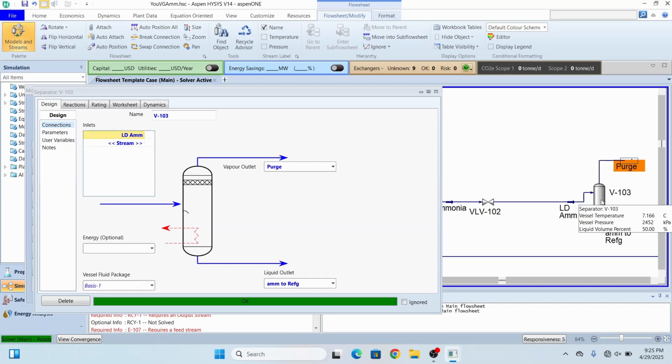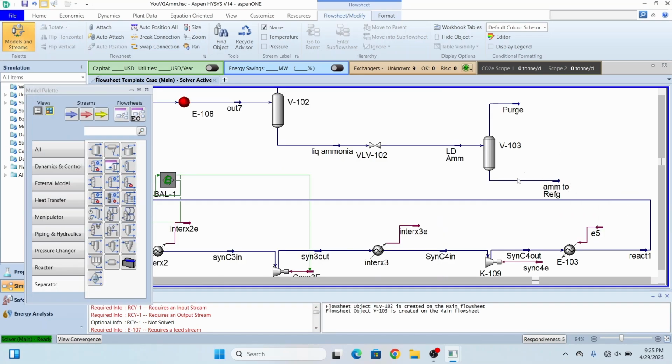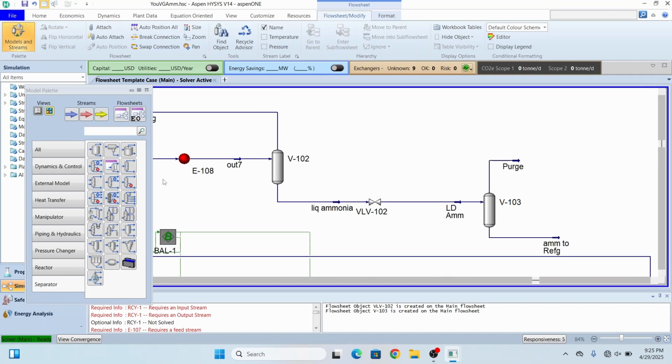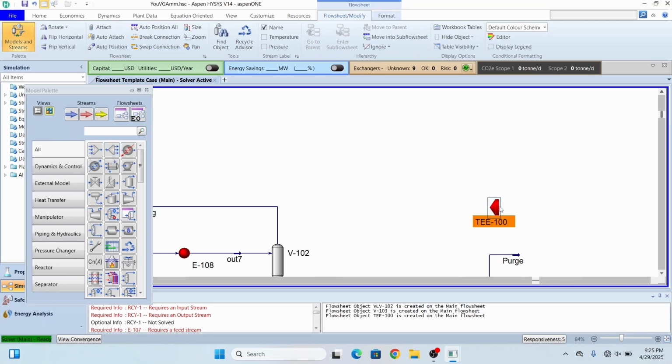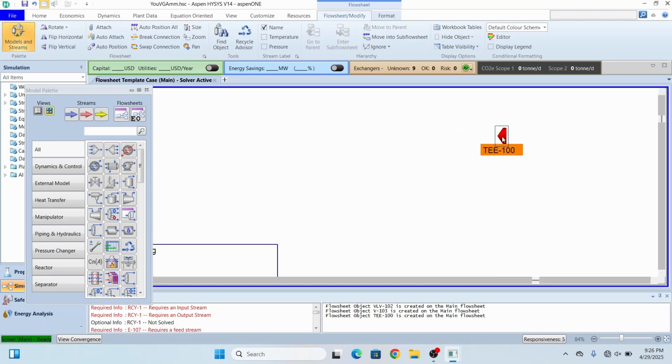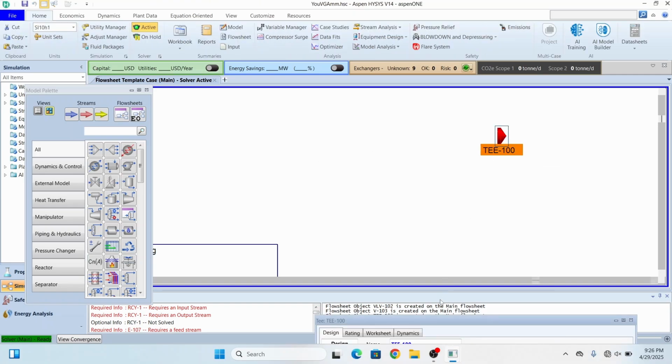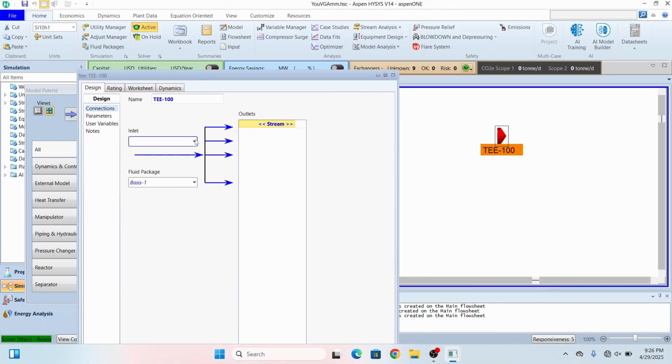Now this stream will be the inlet for our refrigeration cycle. To start with, I will add a splitter over here, and this is a T. I will place this T over here, and I can change its direction to rotate horizontal. Now you can double click on it, and its inlet stream will be my ammonia to refrigeration.